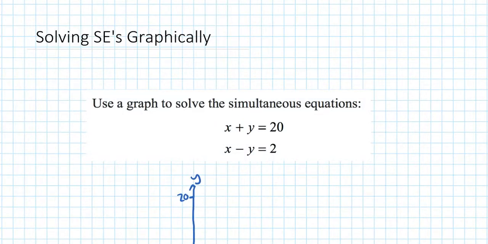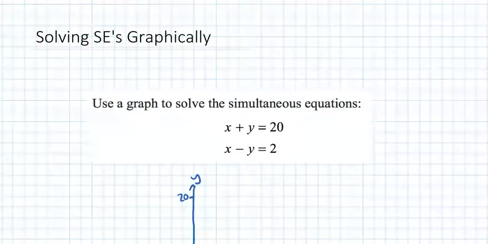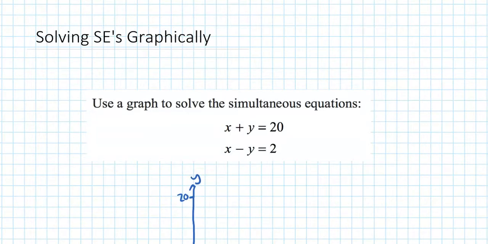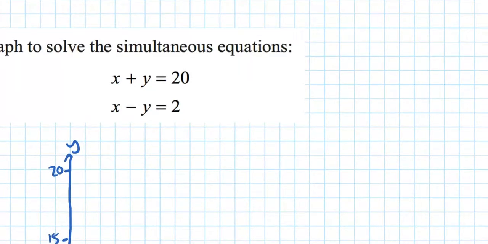So for example, x is 10, y is 10 is going to work for that first equation. We're going to get 20, but it isn't going to work for the second equation. So x is 10, y is 10 is not going to work. So we've got to find out what does work, and we're going to use this method where we rewrite them and plot them as lines.